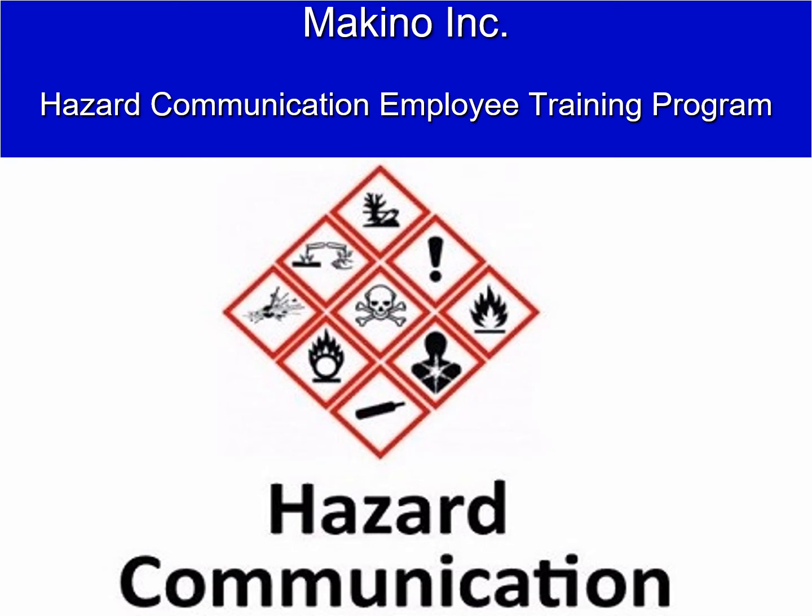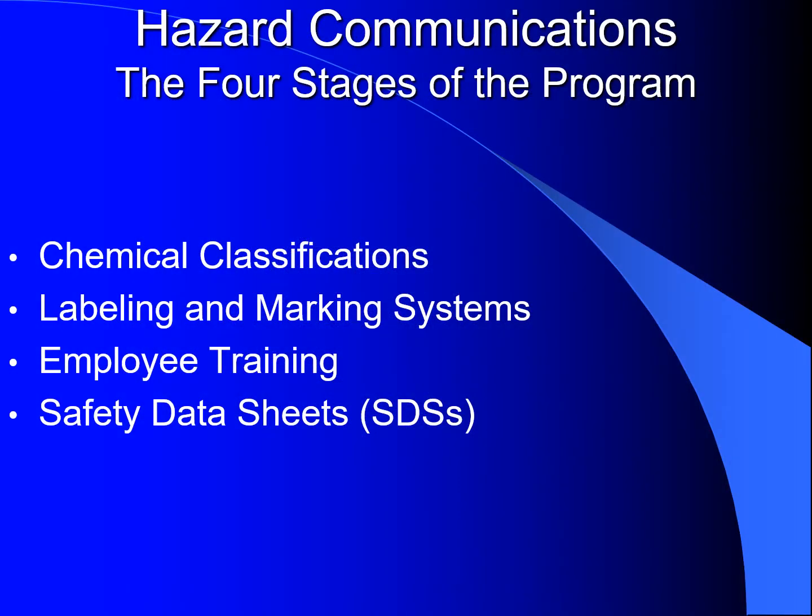Makino Inc. Hazard Communication Employee Training Program. Hazard Communications, the 4 stages of the program. First, chemical classifications. Next, labeling and marking systems, employee training, and safety data sheets, SDS.